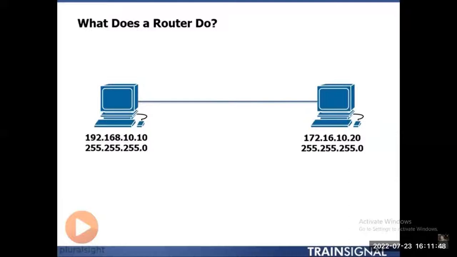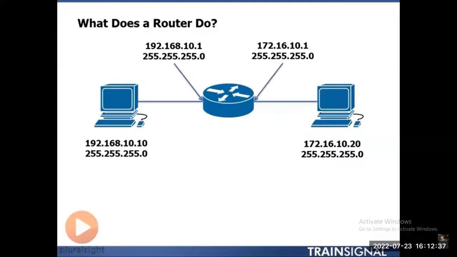In the second example, if I change the address of the workstation on the right to 172.16.10.20, now I am unable to send messages between these two devices because the network portions of the address are different. This is one of the most fundamental basic rules about how traffic can be passed between devices at the network layer. Remember, the network layer of the OSI model is the portion of the OSI model that deals with IP addressing and routing. So we're working with Internet Protocol here to move messages back and forth. In order to fix this problem of being able to have devices with different network portions talk to each other, we introduce this router.